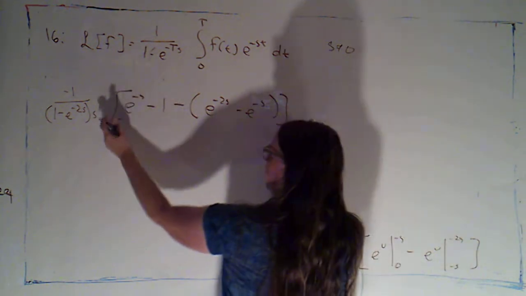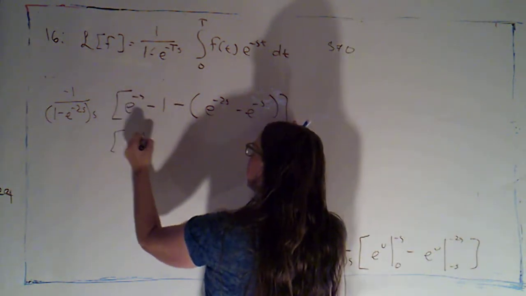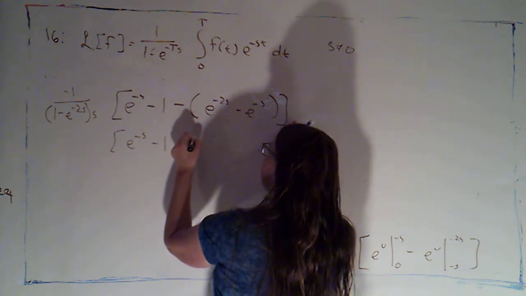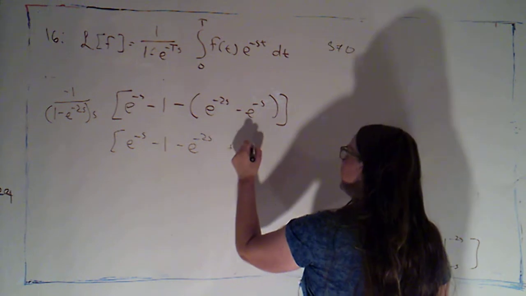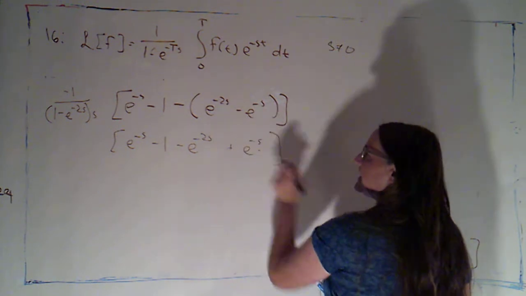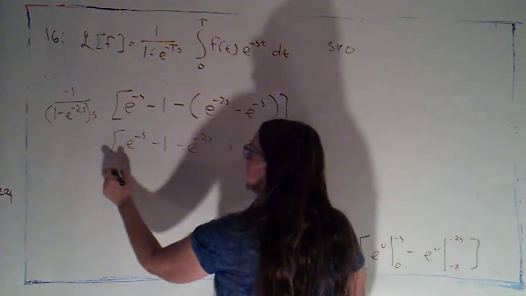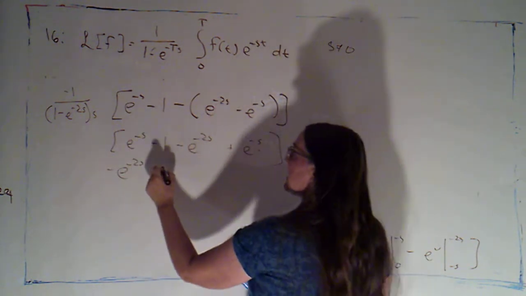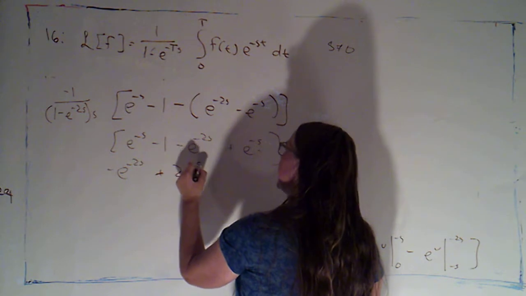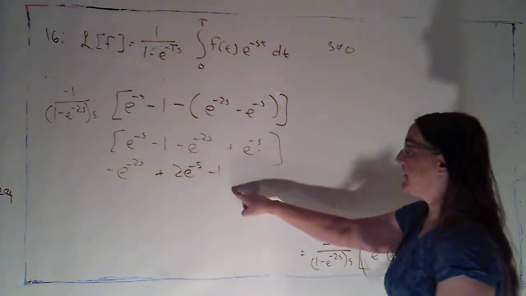Okay, let's just simplify this bit. So that's e to the negative s minus 1 minus e to the negative 2s minus a negative, so plus e to the negative s. So that's negative e to the negative 2s. I can combine these guys, plus 2e to the negative s minus 1.